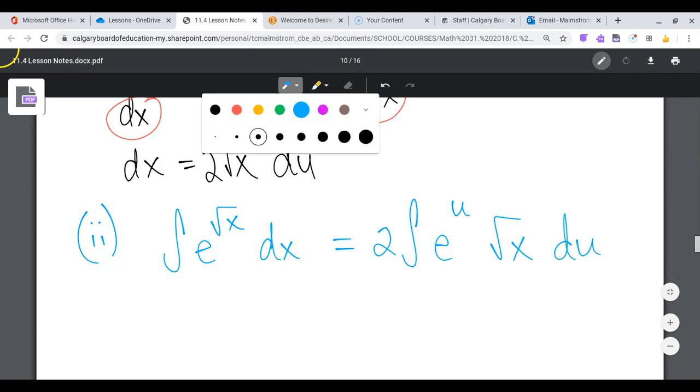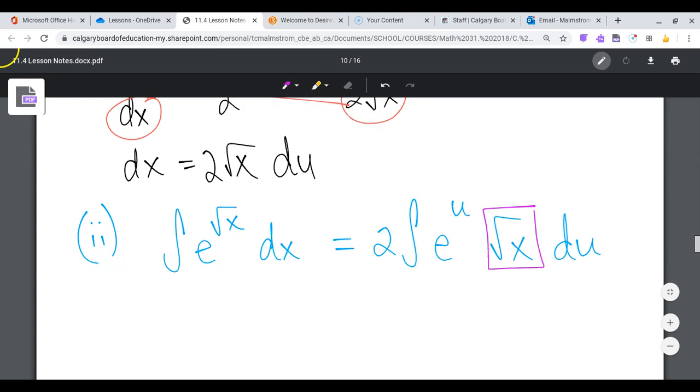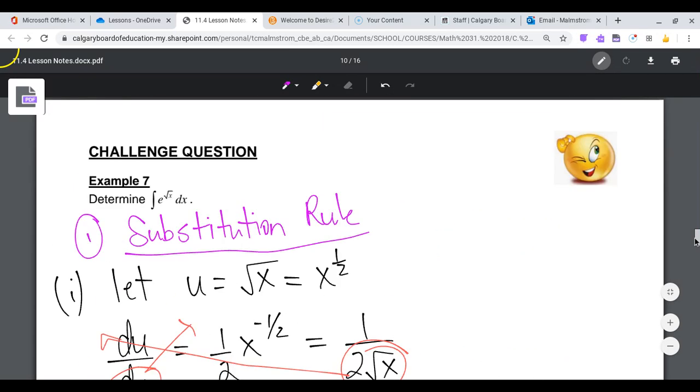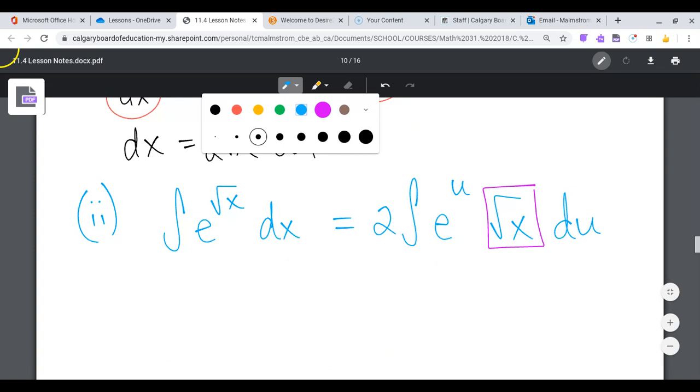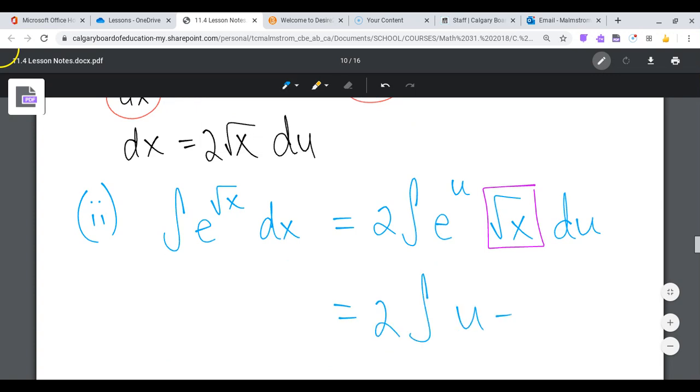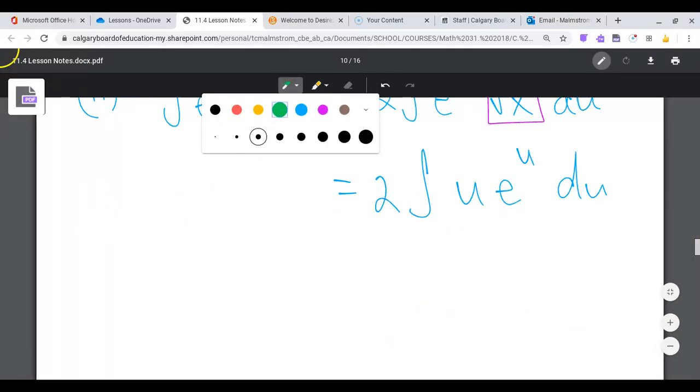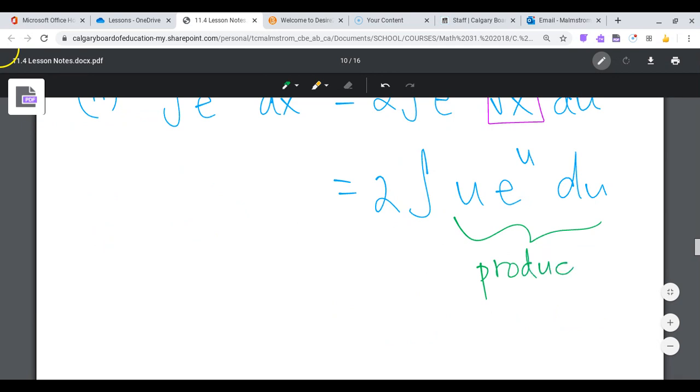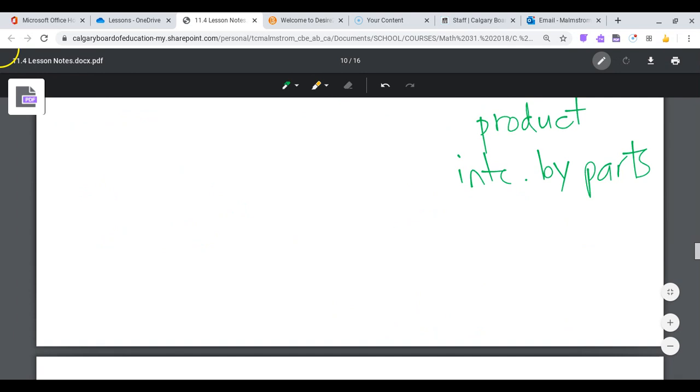Oh, well, now this is a problem because I've introduced an x that hasn't disappeared. So usually something cancels in our substitution rule, and this did not cancel. However, this root x piece is what we defined u to be at the very beginning. So I'm actually going to use that right here and say that this is 2 times u e to the power of u du. Now I've introduced a product, and now I have a product. Therefore, I'm going to have to do integration by parts.